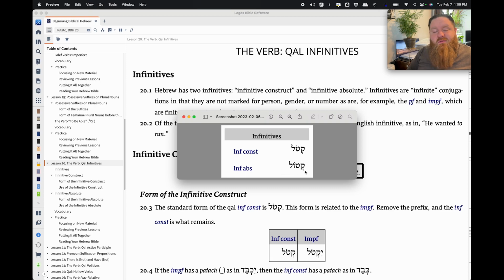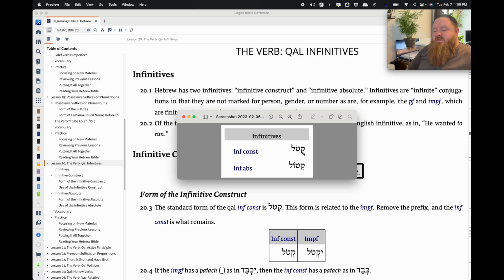Now, the infinitive absolute will never have a suffix. The infinitive absolute will not have a preposition. It'll always stand on its own. So if you're looking at an infinitive just by itself, a good clue is this kametz. If you see a kametz inside of an infinitive, the R1 letter, that's almost certainly an infinitive absolute.